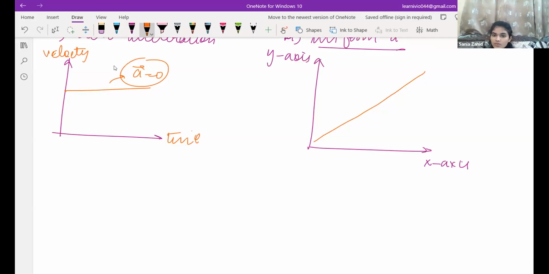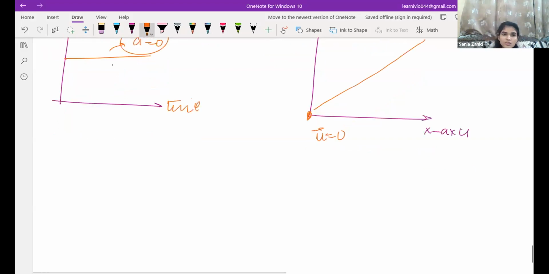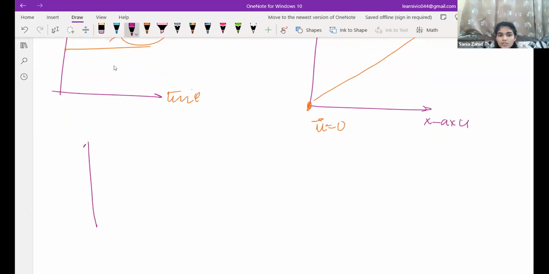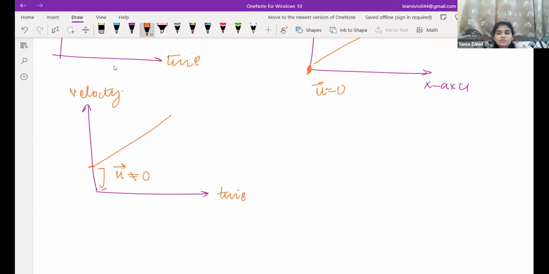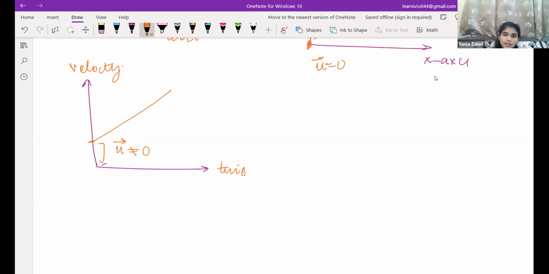Okay, ma'am. Your initial velocity is 0. But Ateeb, let's suppose there is a situation where your initial velocity is not 0. Then what type of graph will we have? My graph will start from this point. So if you have a graph like this, it is also uniform acceleration, but here the initial velocity is not 0. This is time, this is velocity, and the graph tells you the acceleration. Okay, right, Ateeb?